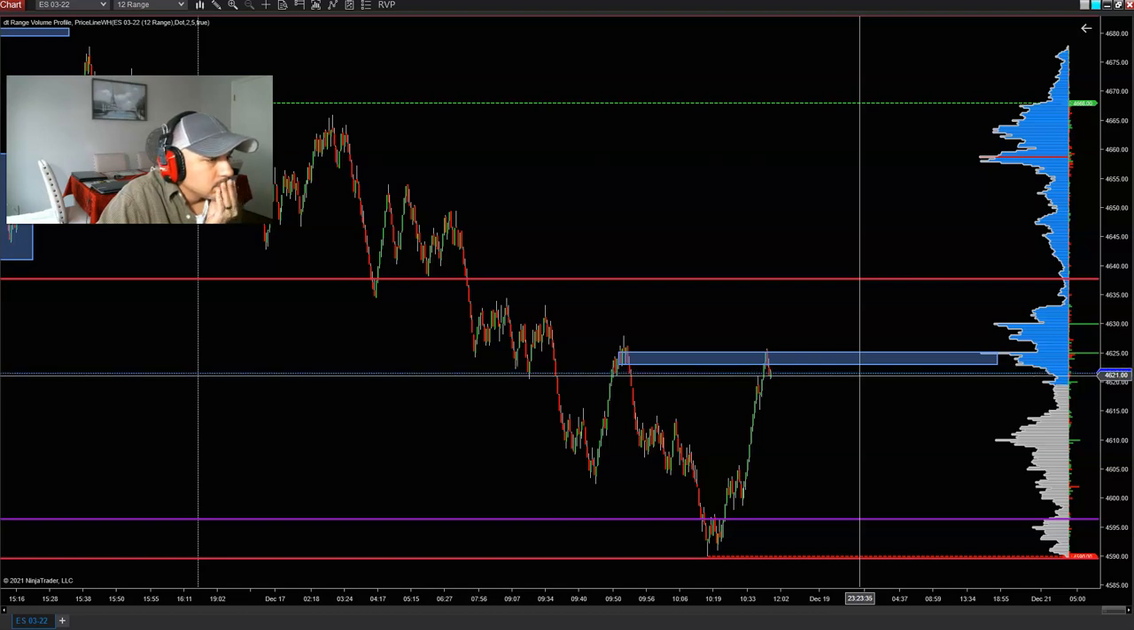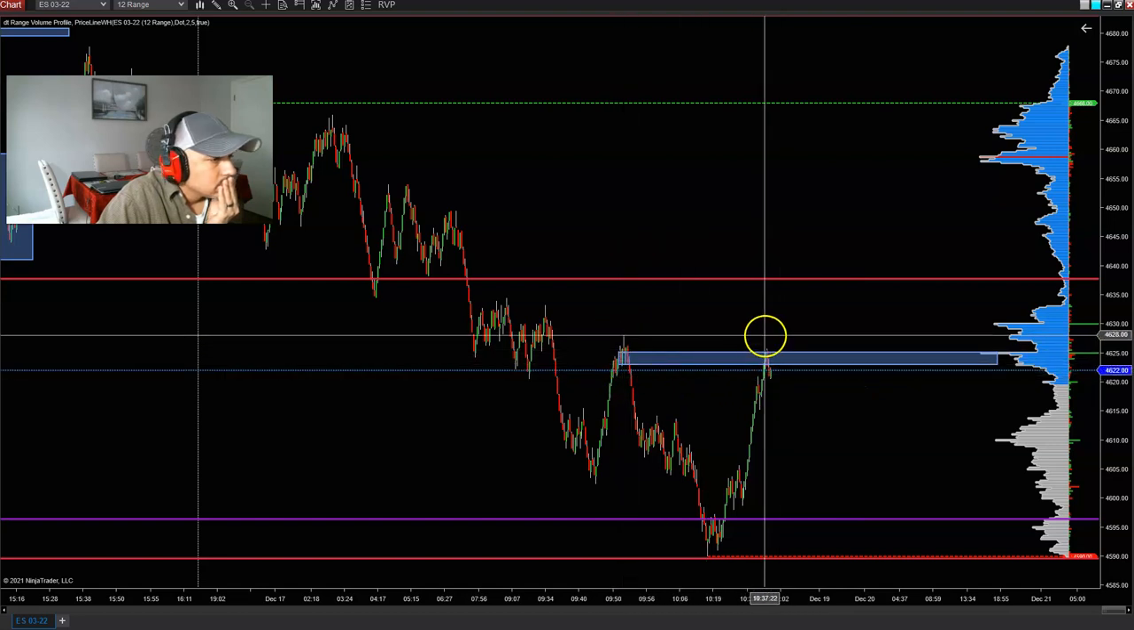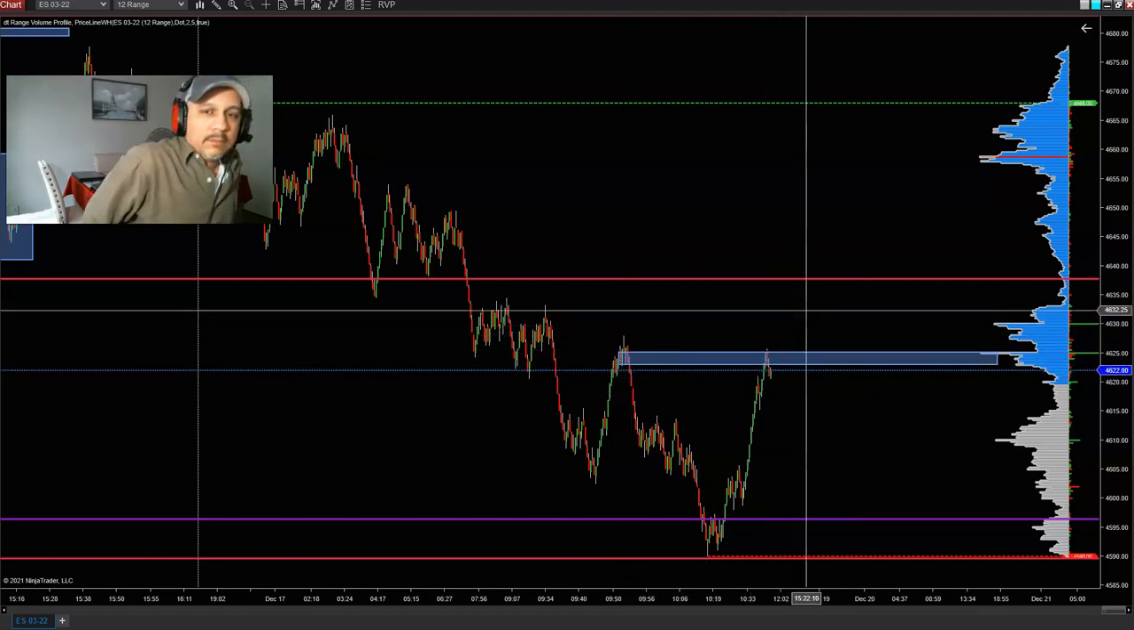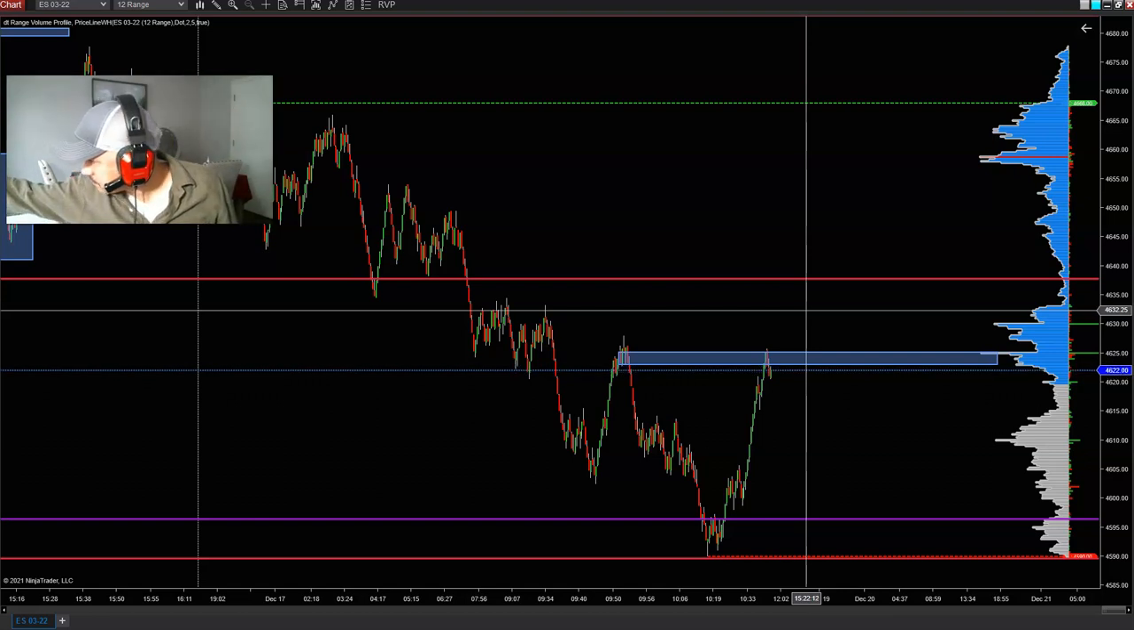Okay, so that red candle closed below, but what's stopping us is that swing right below. So just wait and sit it out here.